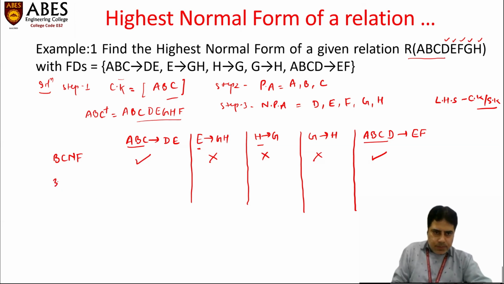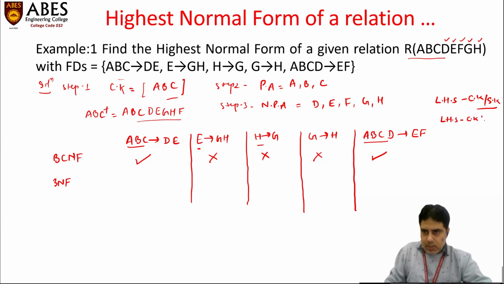Now check for 3NF. The condition to check for 3NF is that the left hand side should be the candidate key or super key, or the right hand side should be a prime attribute. No need to check the first functional dependency. Now check this one. Is the left hand side the candidate key? No, this is false. Or are G and H prime attributes? No, GH are non-prime attributes. This is false. So this is not in 3NF.